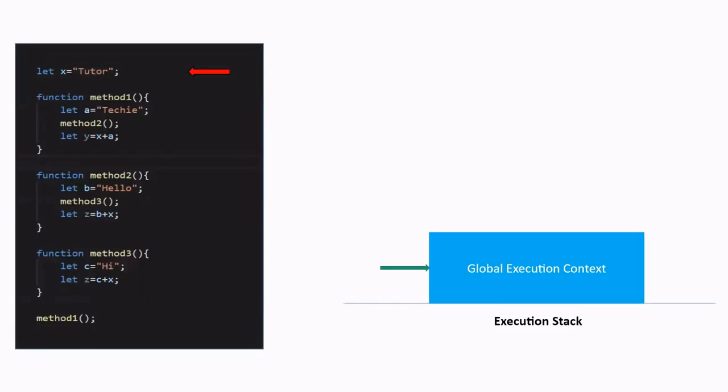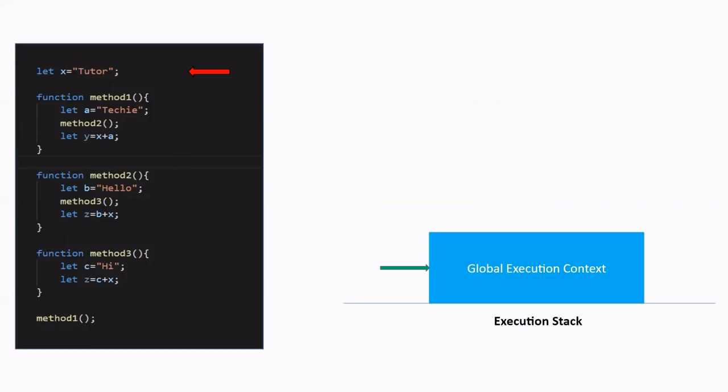This is our sample code. And on the right side, if you see, there is a global execution context on top of the execution stack. What is the execution stack? We'll understand with the sample code. Right now, the first line will execute: let x equals tutor. This is in the global execution context because the variable is not inside a method, it's a global variable. So it will be present in the global execution context.